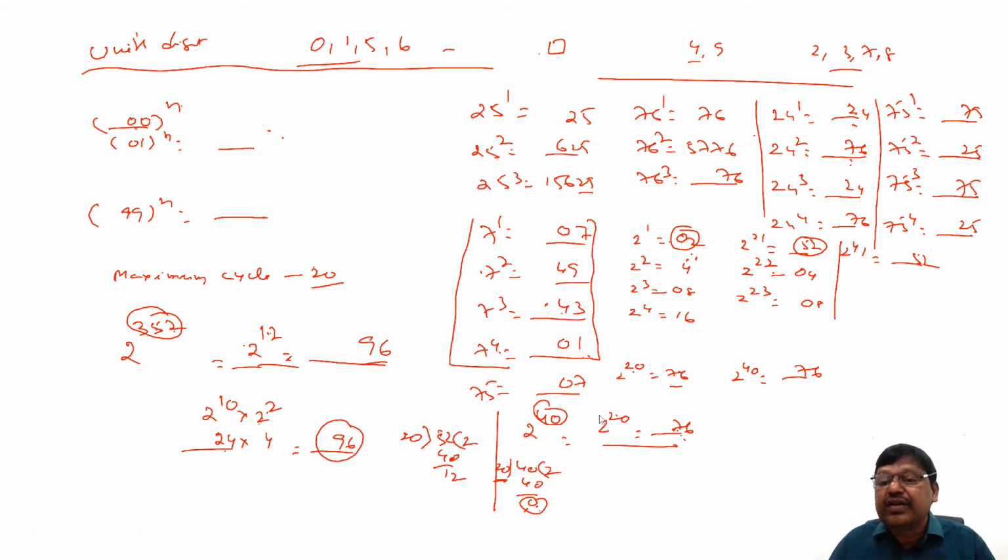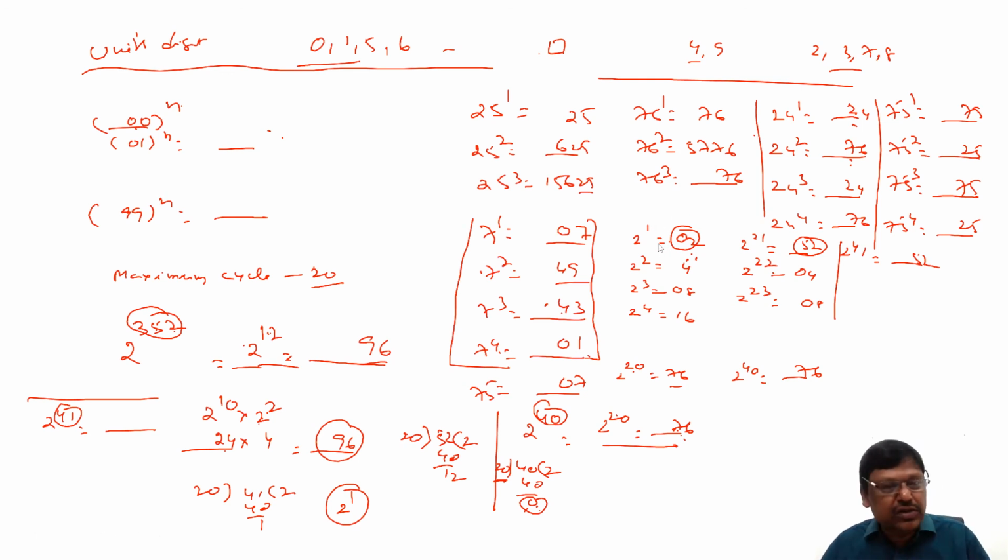Suppose the remainder is 1. Suppose I ask you 2 power 41, what are the last two places? Divide the power by 20. So 41 divided by 20, 20 twos are 40, remainder is 1. Should I take 2 power 1? No. Take 2 power 21. Why? Not only for 2, for some of the other numbers also you have this problem. Only 2 power 1 will end with just 2. 2 power 21, 2 power 41, they all will have the same thing.